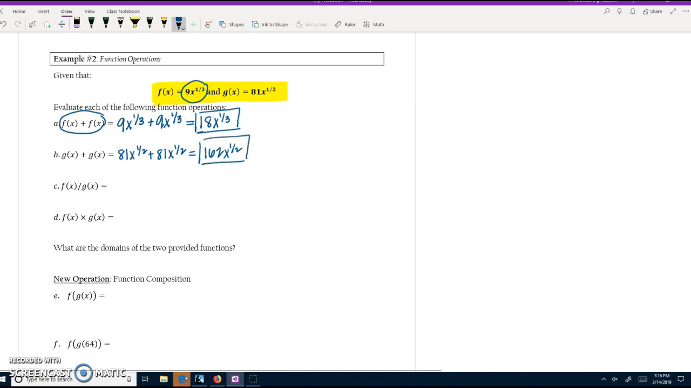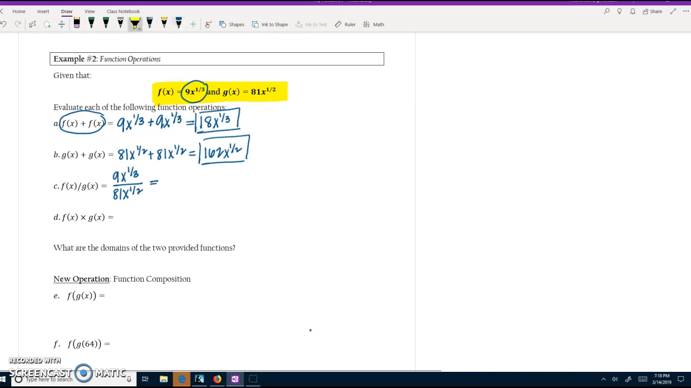Now the multiplication and division here is going to look just a little bit different. And the reason for that is at this point in time, we are going to have to use our exponent operations. And so when we use our exponent operations, we need to make sure that we are either adding if we multiply the exponents or subtracting if we divide. So here we're going to be dividing, and this tells us to take f of x, which is 9x to the 1/3, and divide it by 81x to the 1/2.